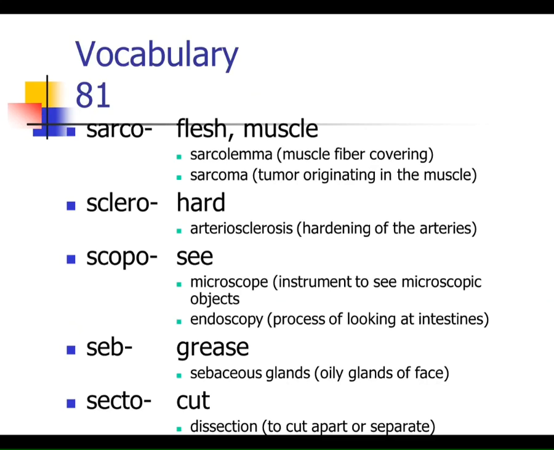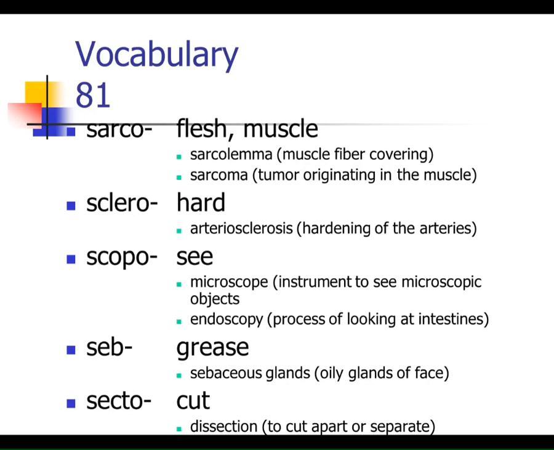Sarco. We saw back in the muscle unit a sarcomere. A sarcomere was that Z to Z unit with all the myofibrils and the actin and myosin overlapping filaments. And so we know sarco refers to muscle. We also saw sarcolemma, the outer layer of the muscle, or maybe sarcoma, right? A tumor of muscle tissue.